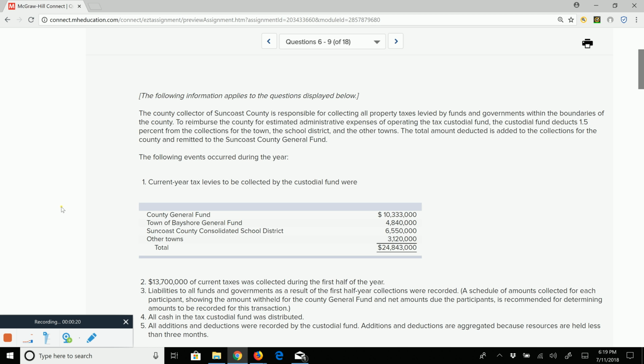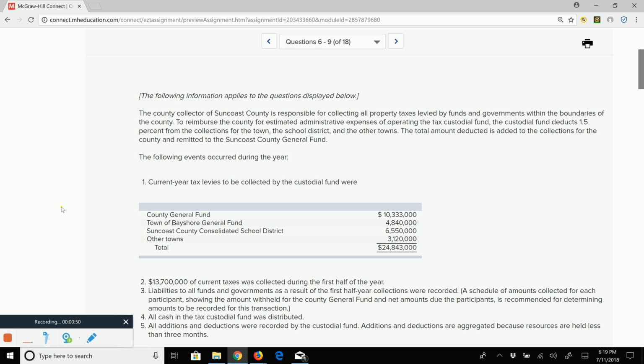So just as a quick refresher, custodial funds are considered the pass-through fund, where basically we, being the government, don't own these assets, but we simply have a responsibility to take in these assets, collect them effectively, and then disperse them to the rightful owner. We're simply a quick pass-through. It's a really quick transaction.